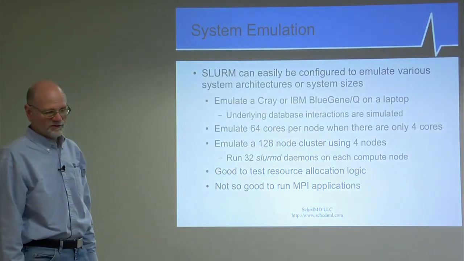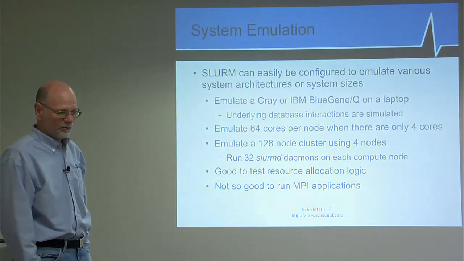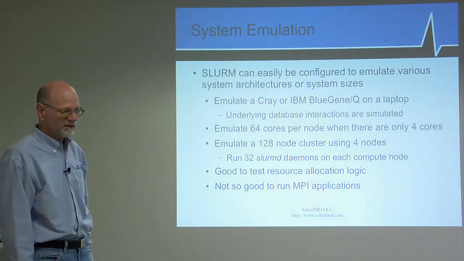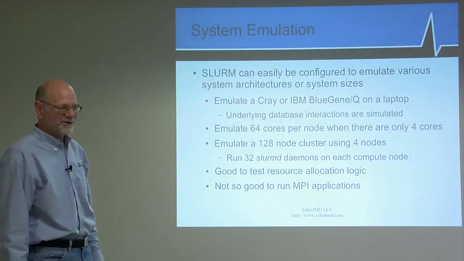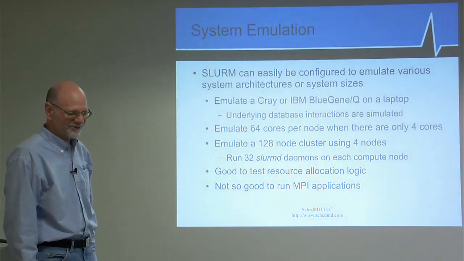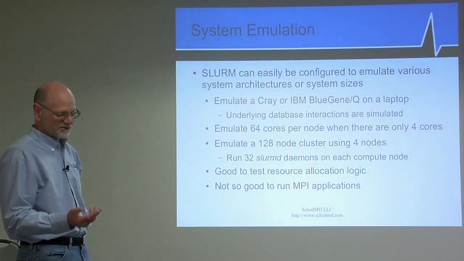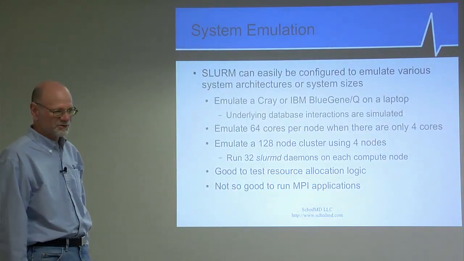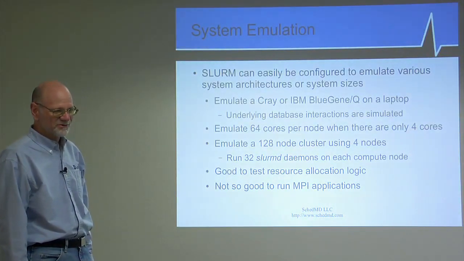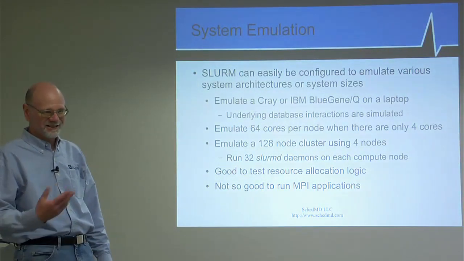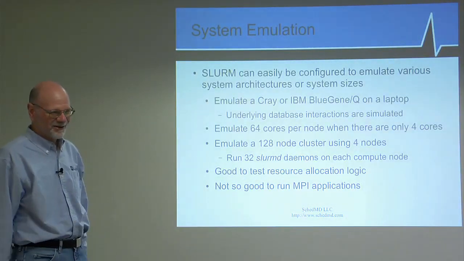Slurm can also be configured to emulate different system architectures and different system sizes. We actually did a lot of the Blue Gene system development on laptops because we didn't have access to a machine for quite a while. We did a lot of work on a port to Cray, just using laptops and desktop systems too. And before we even had access to a machine, we had the plugins written. We were selecting nodes. We just didn't have the hooks fleshed out to talk with Alps underneath.